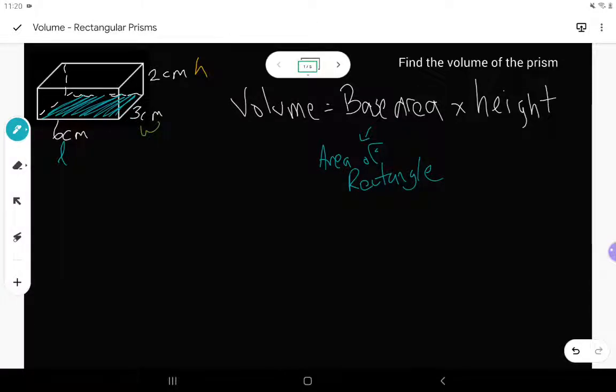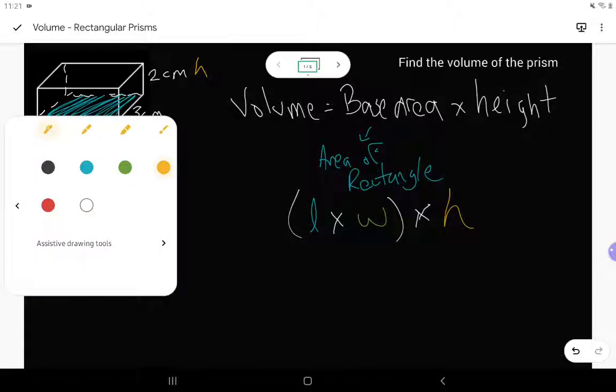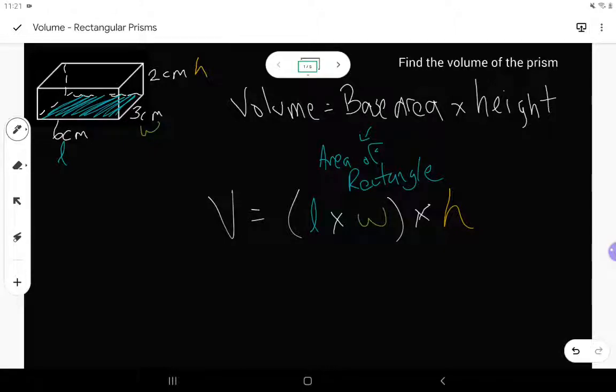So how do I get the base area? I'm going to take the length times the width, and after I find that base area of length times width, I'm going to multiply afterwards by that height. So really, how do I find the volume of this shape? I go length times width times height. That's where the formula comes from. It's because my base area is the area of this rectangle here, and the area of a rectangle is length times width. After I've found the base area, I can find the volume by multiplying by the height, which is right there.